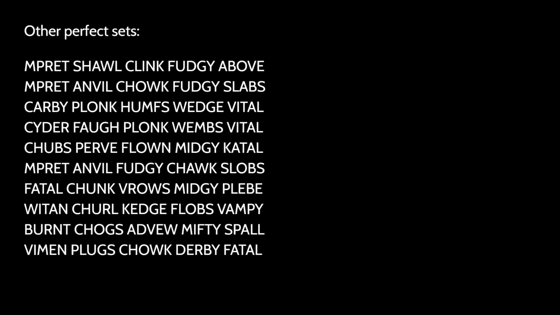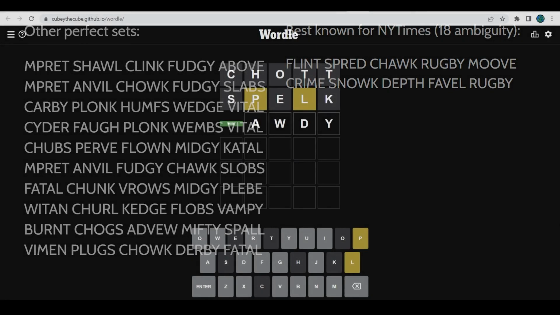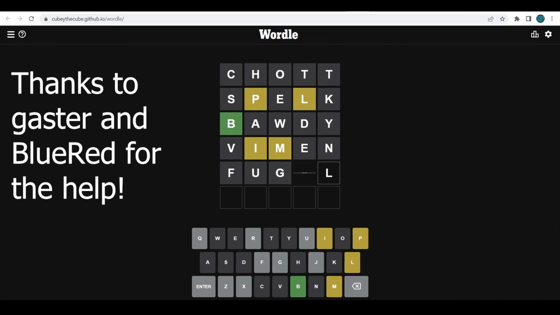There are several natural extensions to the problem of finding a perfect 5-word set. Several other perfect sets have been discovered much more recently with the same ideas and a more thorough search. For the New York Times word list, similar techniques were used to find the best-known 5-word sets: Flint, Spread, Chalk, Rugby, Move, and Crime, Snoke, Depth, Favell, Rugby, with 18 ambiguity, and a perfect 6-word set: Shot, Spelk, Bawdy, Vermin, Fugle, Zorro, with the help of Gaster and Blue Red, which is of course useless.